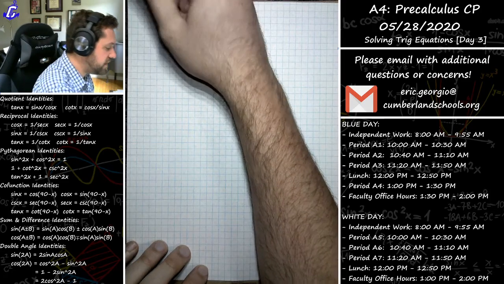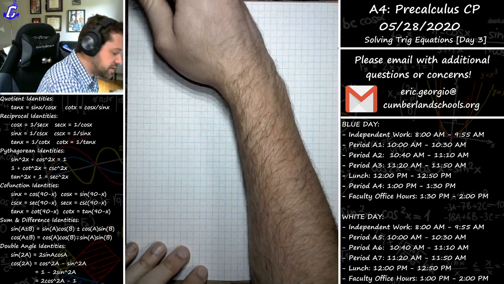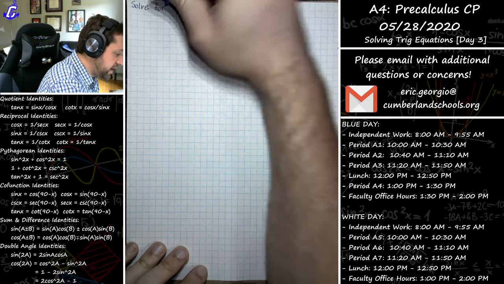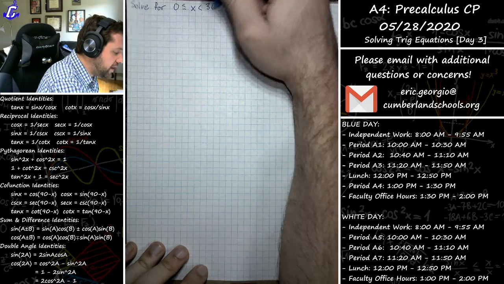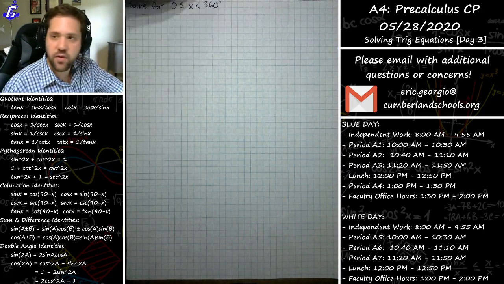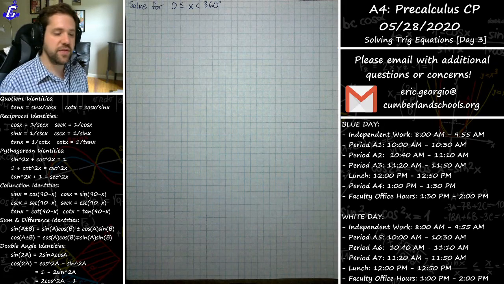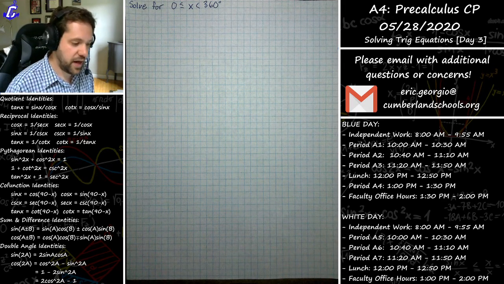I have 6 trig equations for you, some of which we did last class, but I think are still beneficial to go over again. So let's start by working in degrees. We're going to solve for 0 is less than or equal to x, which is less than 360 degrees. That means we're trying to find solutions on the circle in degree mode, not in radian mode.